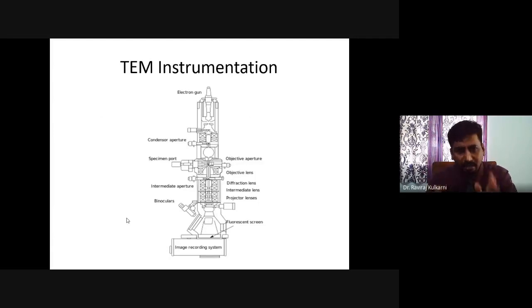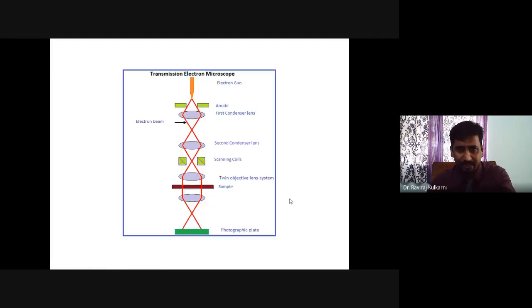This is the commercial instrumentation. It usually contains an electron gun, condenser aperture, specimen port, objective aperture, diffraction lenses, then projector lenses, binoculars, and an image recording system. When you draw in the examination, you draw this diagram. This is a much simpler diagram which I have made, and you draw the same diagram in the exam.